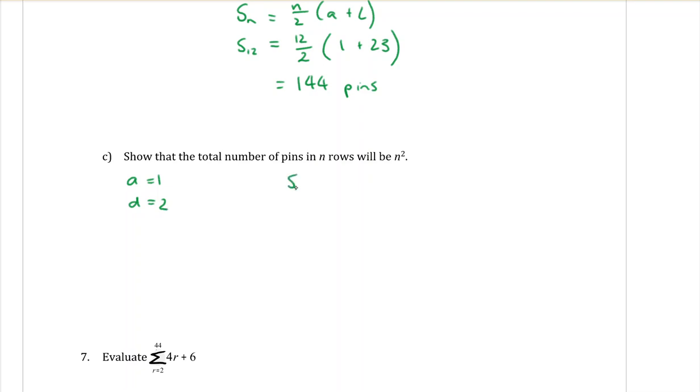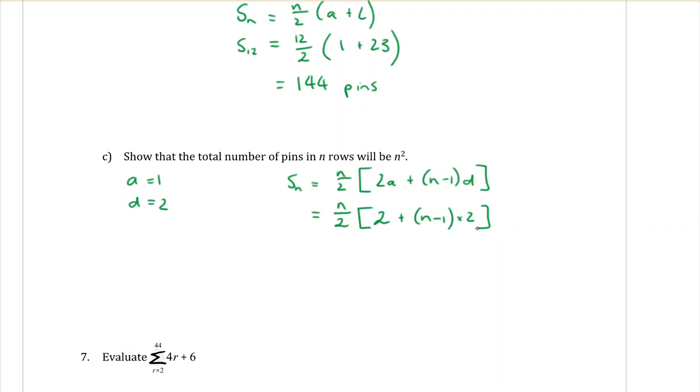So S of n equals n over 2. We have to use the first formula, 2a plus (n minus 1) d. If I used the L, it would mean that I was saying what that last term was, so I can't use that second formula. So subbing in, leaving the n in there, n over 2 (2 times 1 is just 2, plus n minus 1), and the difference is 2.